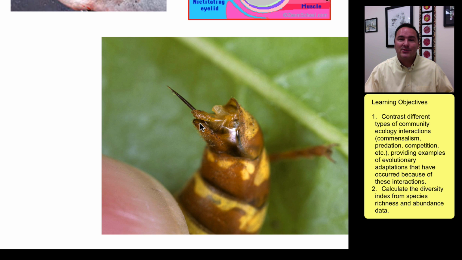By the way, stingers are basically ovipositors that have evolved to become a stinger, right? Instead of just an ovipositor. So only female wasps and bees and ants can sting. Male wasps, bees, and ants do not sting.